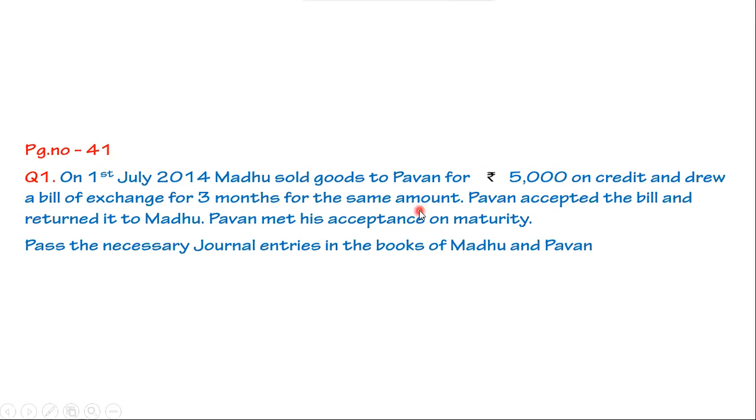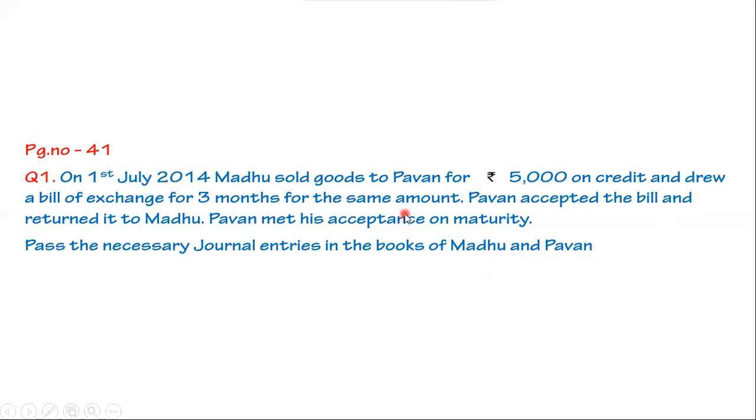So who is the seller of the goods? Madhu is the seller of the goods. Who is the buyer of the goods? Pawan is the buyer of the goods. And the goods are sold worth rupees 5000 on credit, and the credit time period allowed by seller Madhu to buyer Pawan is 3 months.